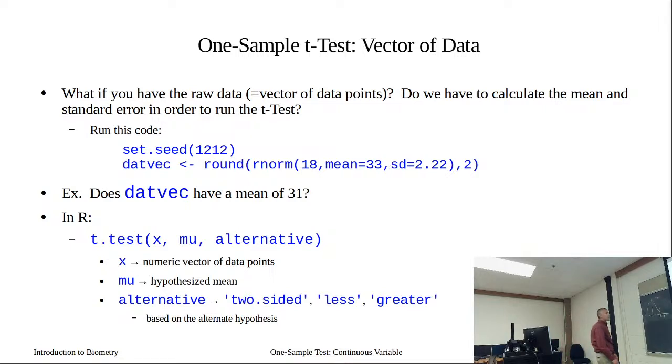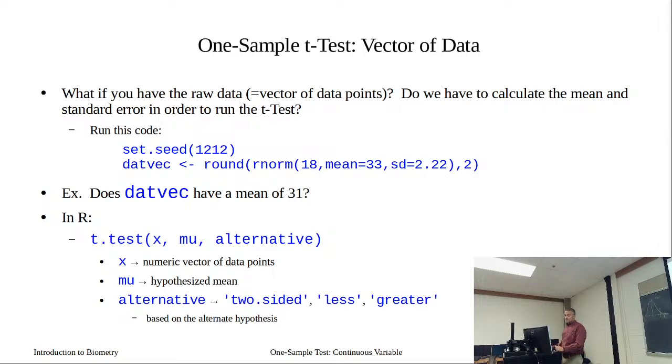Or we can let R do all of that for us. R has this convenient function, t.test, that will do a t-test for us. All right. If we want R to do the t-test for us, we give it the numeric vector. We give it a vector of numbers so that it can calculate the mean, it can calculate standard error, and generate our pt values using the pt function.